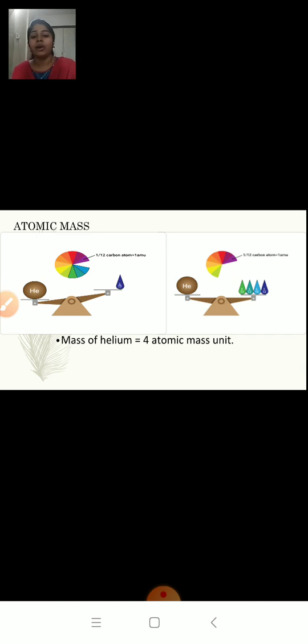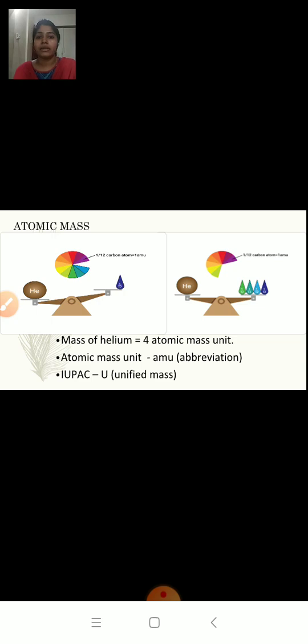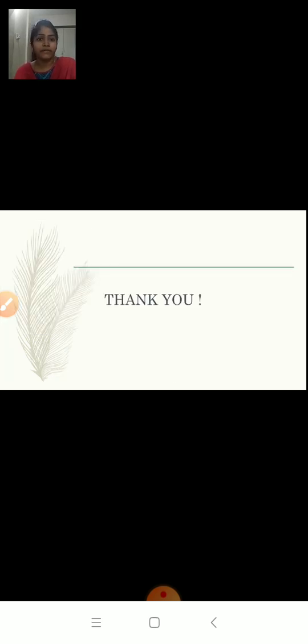Now the atomic mass unit is abbreviated as AMU, but now due to IUPAC's recommendation, it is called U, that is, unified mass. Children, I hope you have understood whatever we have learned today. So we finished atomic mass unit and symbols of element.